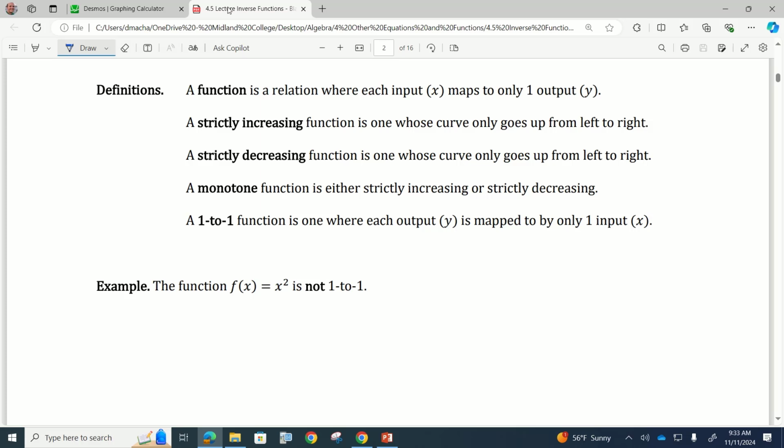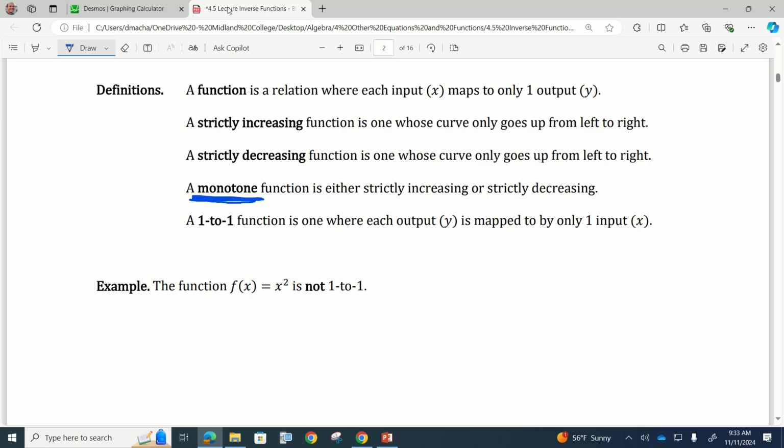A function is a relation where each input maps to only one output. We say a function is strictly increasing if it only goes up from left to right. It's strictly decreasing if it only goes down from left to right. The word monotone in math means you've got a function where it's either strictly increasing or strictly decreasing. It's one or the other. It doesn't do both.